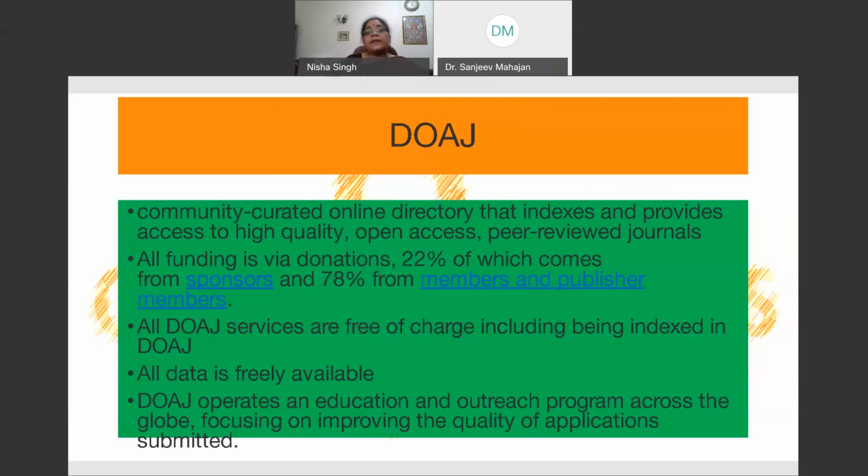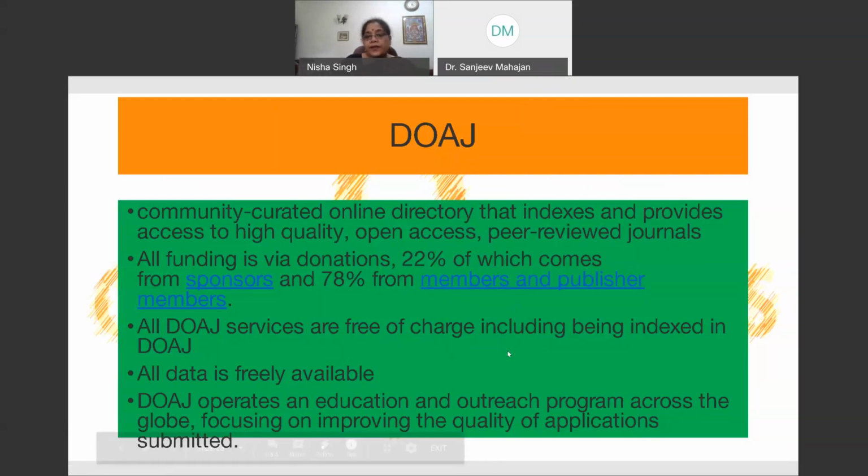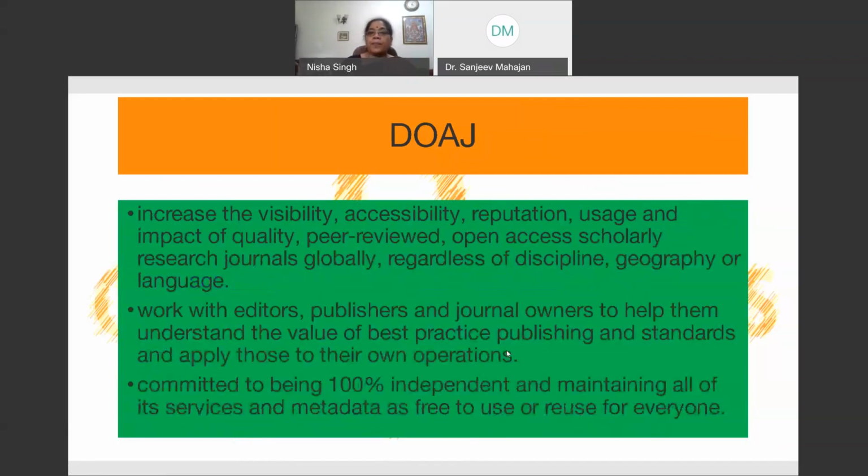So 22%, as they said, this is the latest figures, they are the sponsors, and the 78% are the members and publisher members. Some publishers are members where they give some kind of amount in the contribution. All services on DOAJ are free. All data there is free, and it also has an education and outreach program. It is there because they want there to be visibility of the latest knowledge, and that should be accessible.